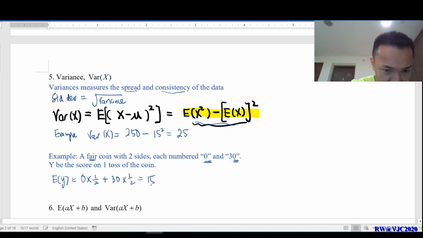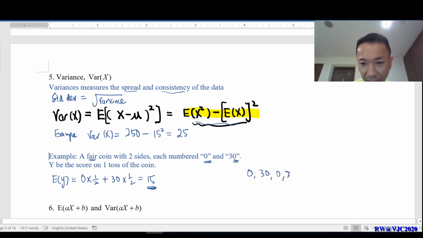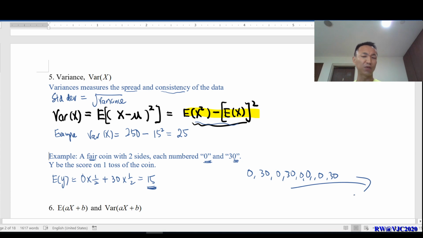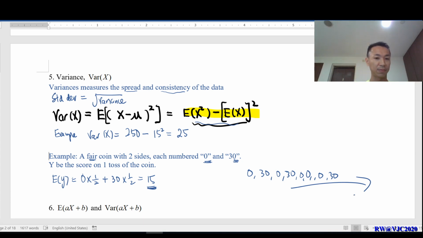You still get 15. That means for this long-term average value, sometimes I throw 0, 30, 0, 30, 0, 0, 0, 30. The long-term average value, I will still get 15. Same as the coin just now. Right? Yes, same as the coin. The long-term average value is 15.